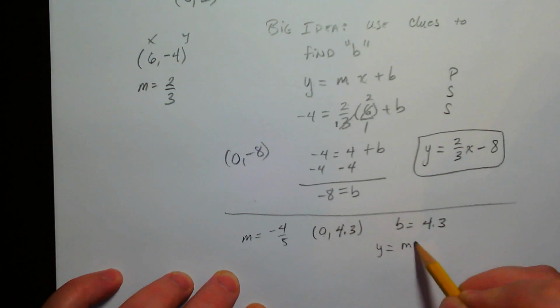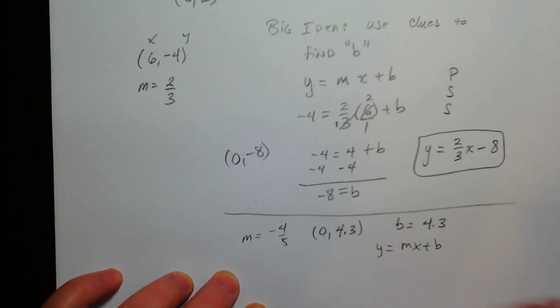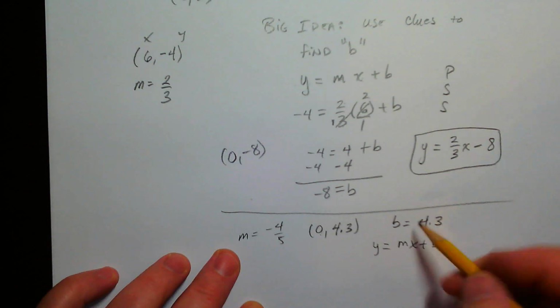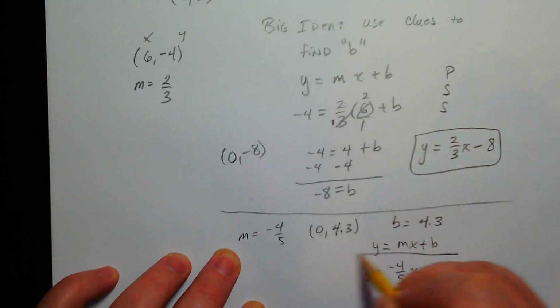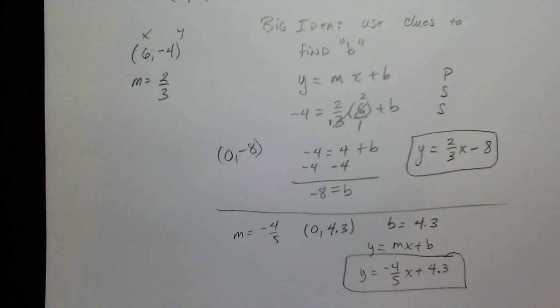You're plugging all that stuff into this. You don't even have to do any algebra. All you've got to do is plug everything in. So y equals, our slope was negative 4/5, x plus 4.3, and we're done. Boom, done, easy peasy.